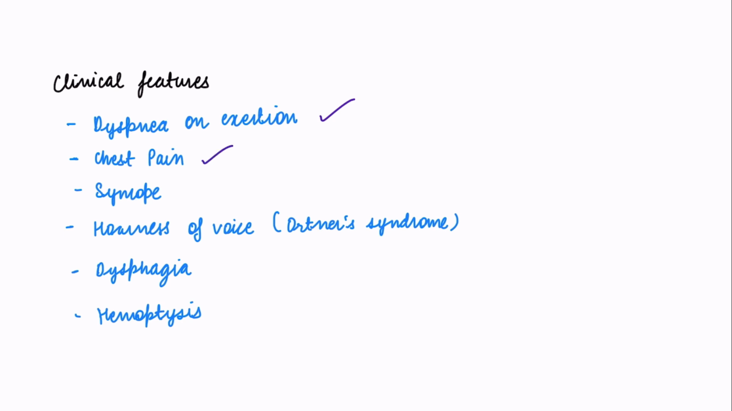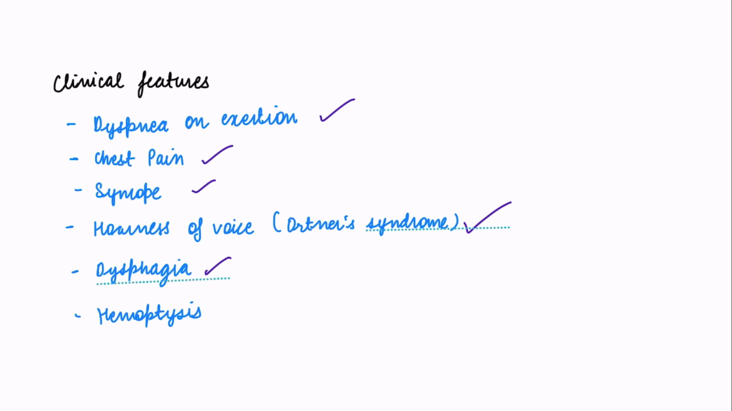Now, why do chest pain and syncope occur? Because with time and with increasing severity, the heart is not able to pump out the blood, so the heart muscles will not get enough blood. So chest pain can occur, and syncope can occur because the brain won't get proper oxygen supply. The enlarged left atrium can compress the recurrent laryngeal nerve, causing hoarseness of voice and dysphagia.